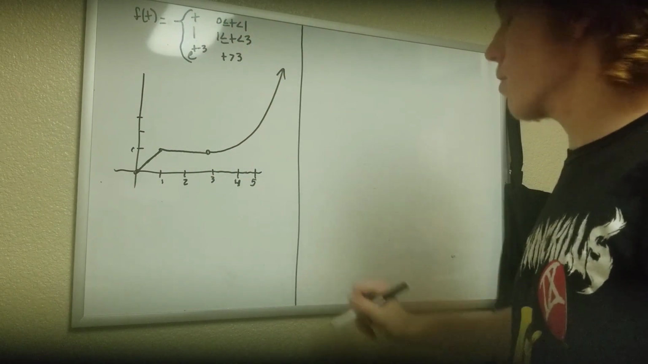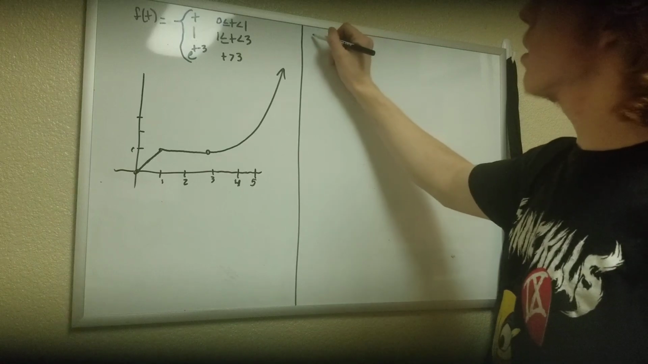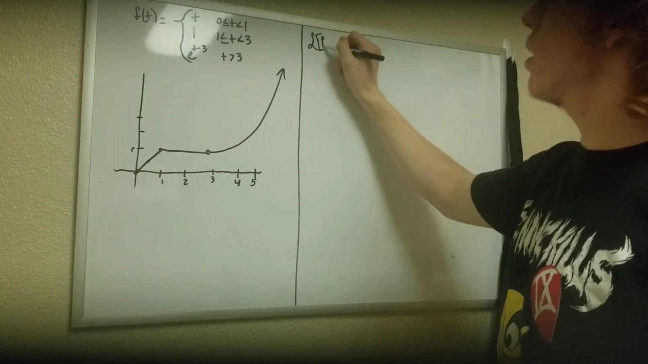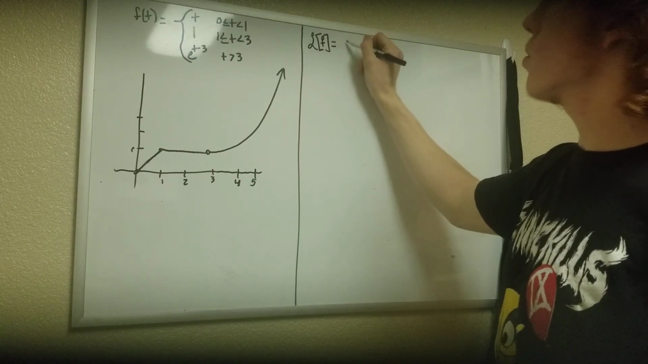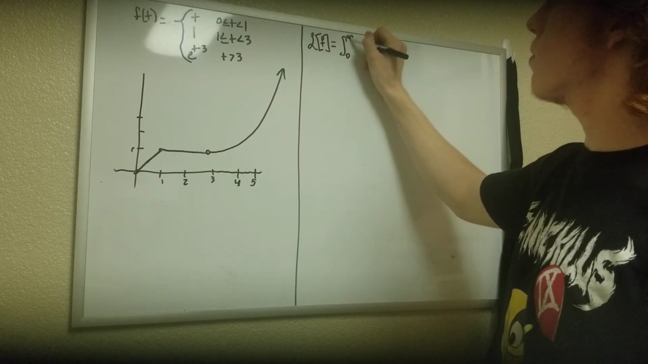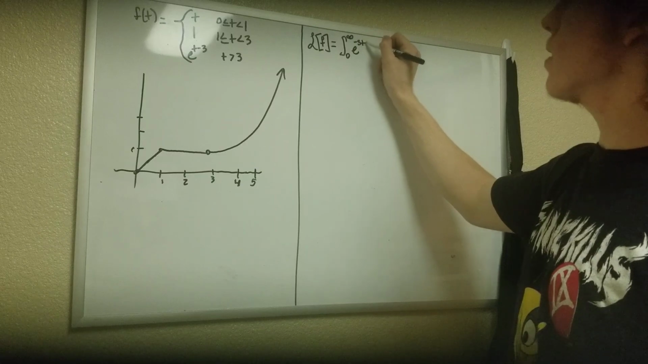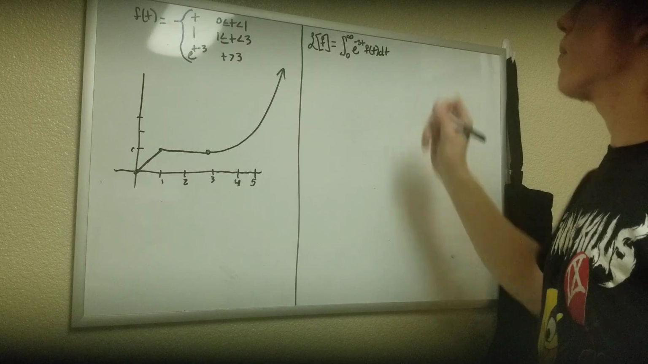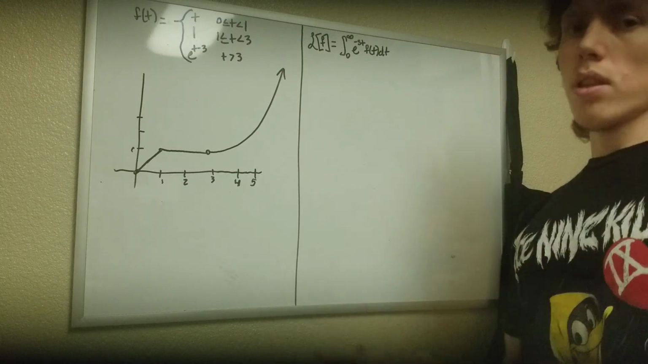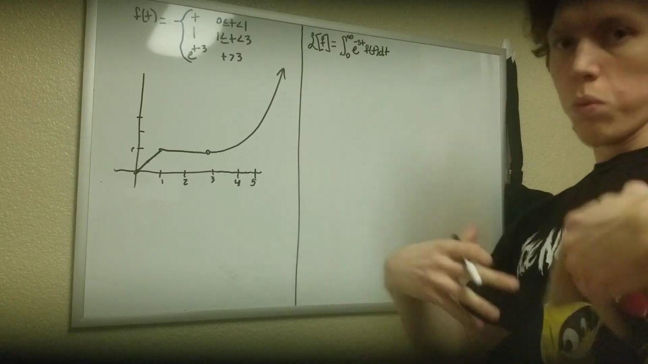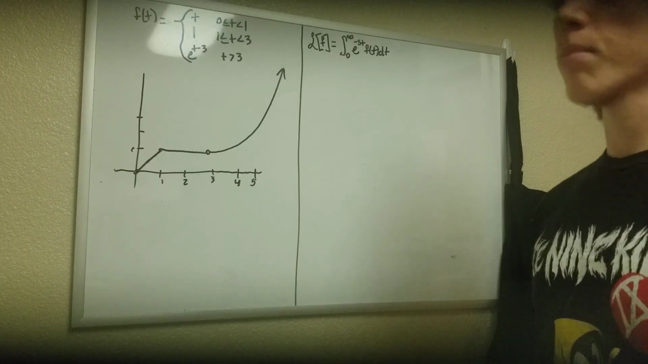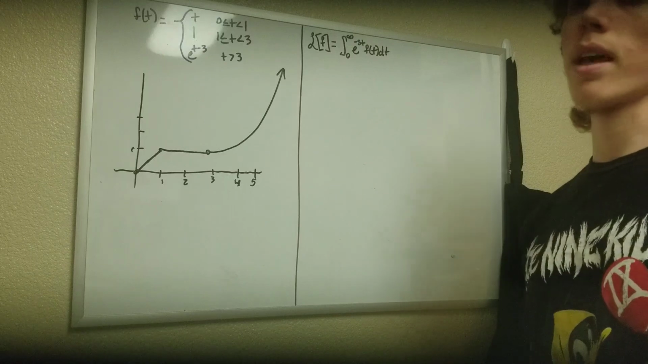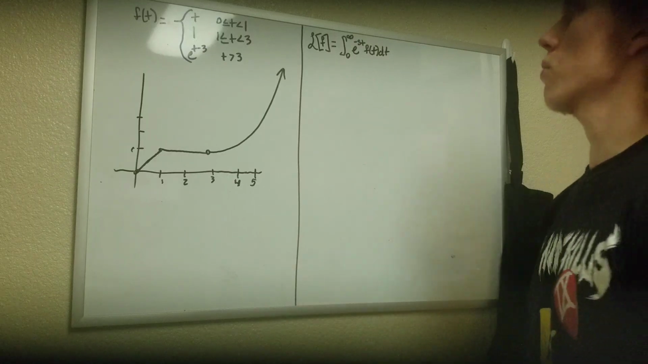Now in terms of finding its Laplace transformation, let's plug and chug. So the Laplace of f of t is equal to the integral from 0 to infinity of e to the negative st times f of t dt. Now, slight problem. f of t is not just one function for all real numbers. It's broken up into pieces. Now luckily we can break this integral up. The problem is we end up with 3 different integrals.